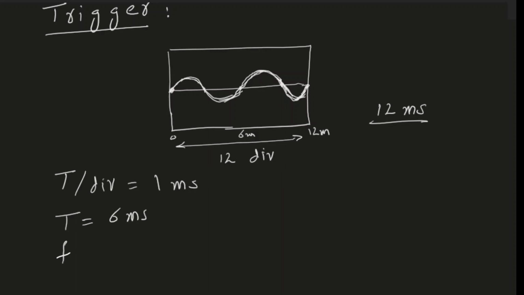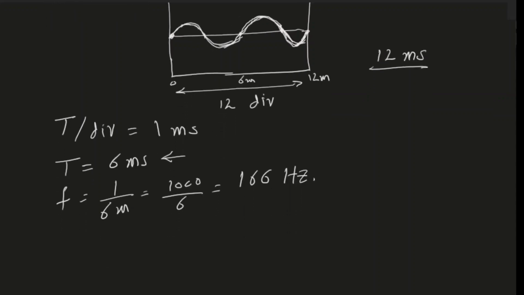By the way, the frequency of this signal would be 1 divided by 6 milliseconds, which is 1000 divided by 6, and that is equal to 166 hertz. So in this case, we were very lucky, and the reason was that our time period was an integer multiple of the total time along the x-axis, which is very rare and will not happen most of the time. Most of the time, we will have a frequency or a time period which will not be an integer multiple of our total time period of the scope.